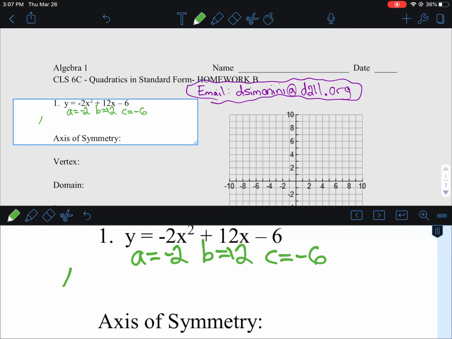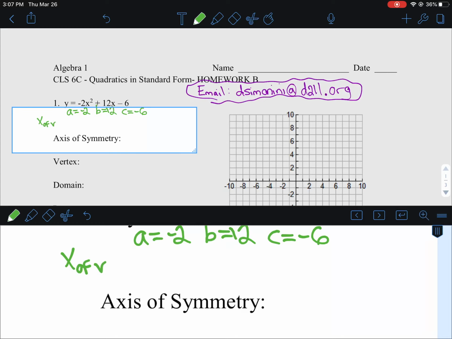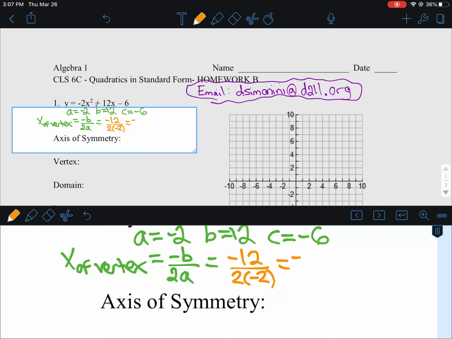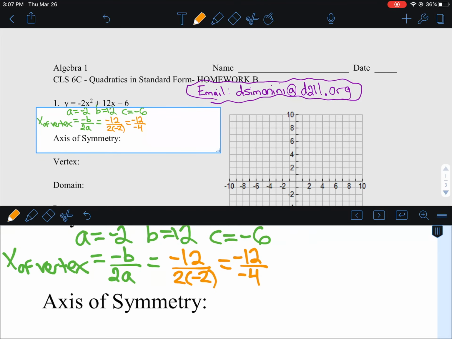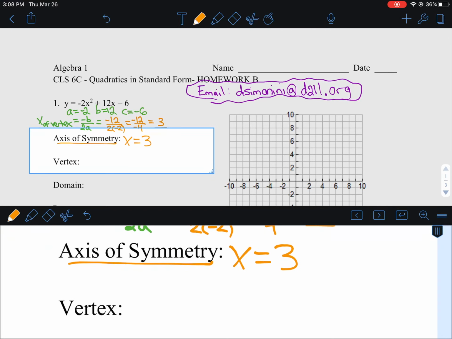And to find the x of the vertex, remember, that is the formula opposite of b, or negative b, all over 2a. So in this example, it's going to be negative 12 over 2 times negative 2. Now, it's a little tricky, so understand that's negative 12 over negative 4, and a negative over a negative is a positive, so that's going to be 3. So my x of the vertex, which is also considered the axis of symmetry, is x equals 3. So if you want to go ahead and write the x part of the vertex, you can there.